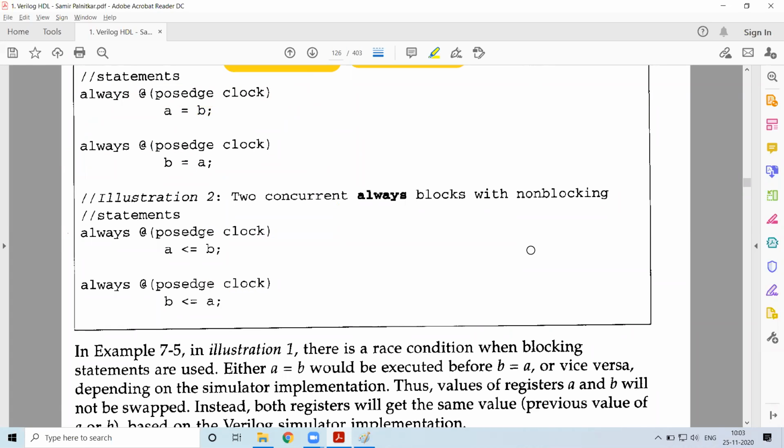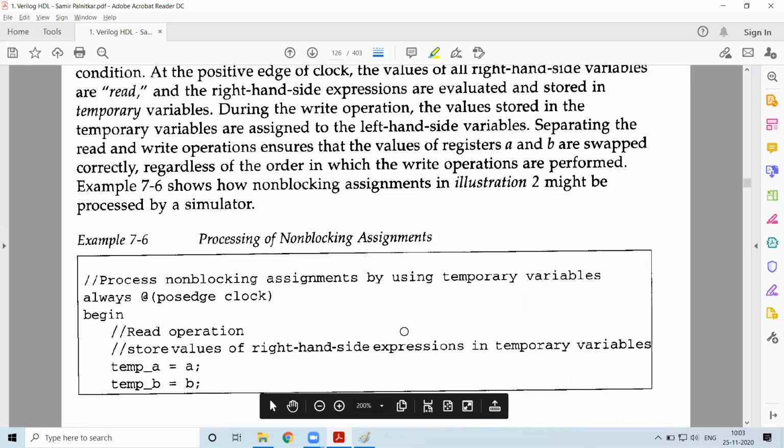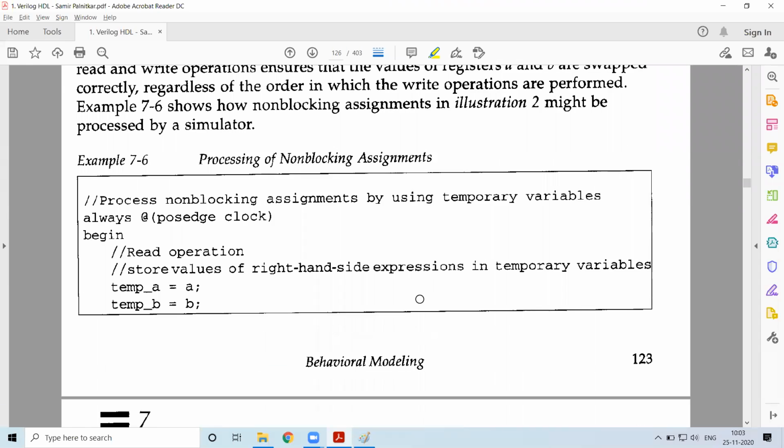Now, there is another question. Can I use blocking statements to create non-blocking assignments? I can do that with the help of delays associated with this. So that is what we can do in these cases. Here, the processing of non-blocking assignments is specified. So what is happening in this case is, these are again blocking assignment statements.